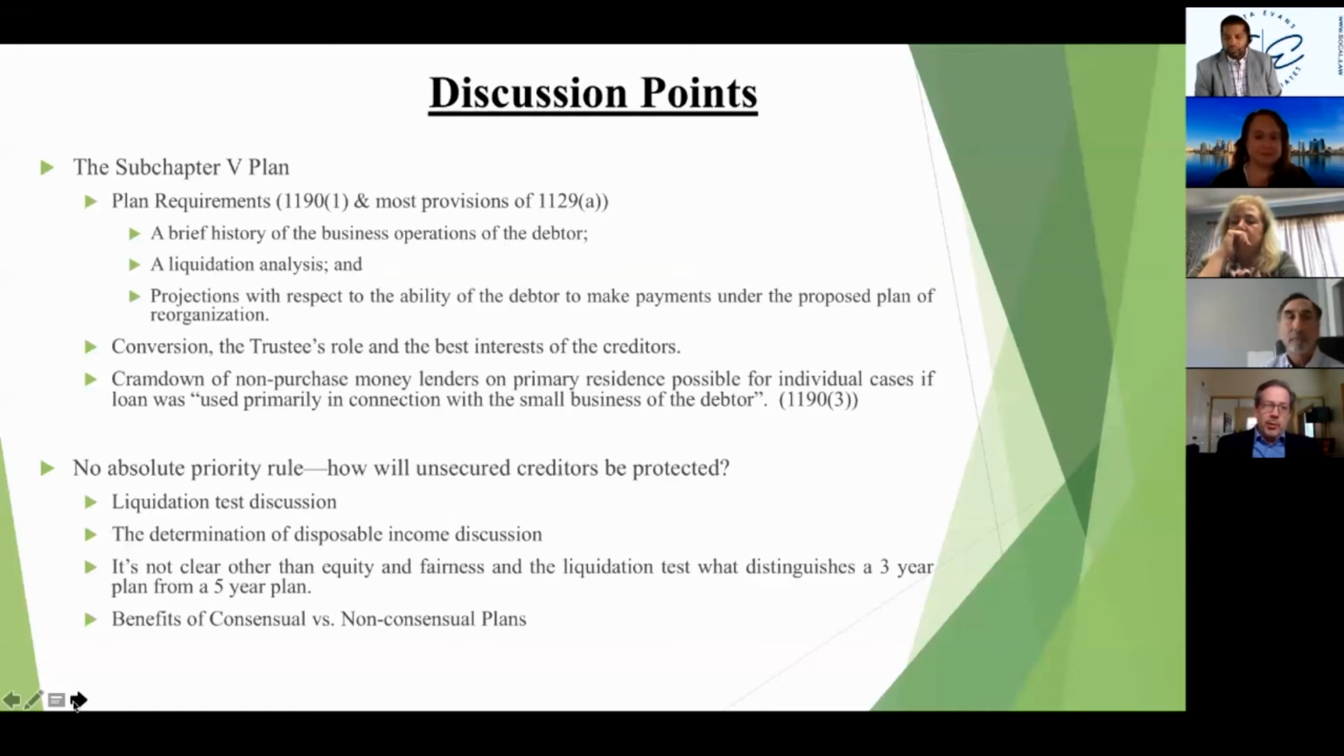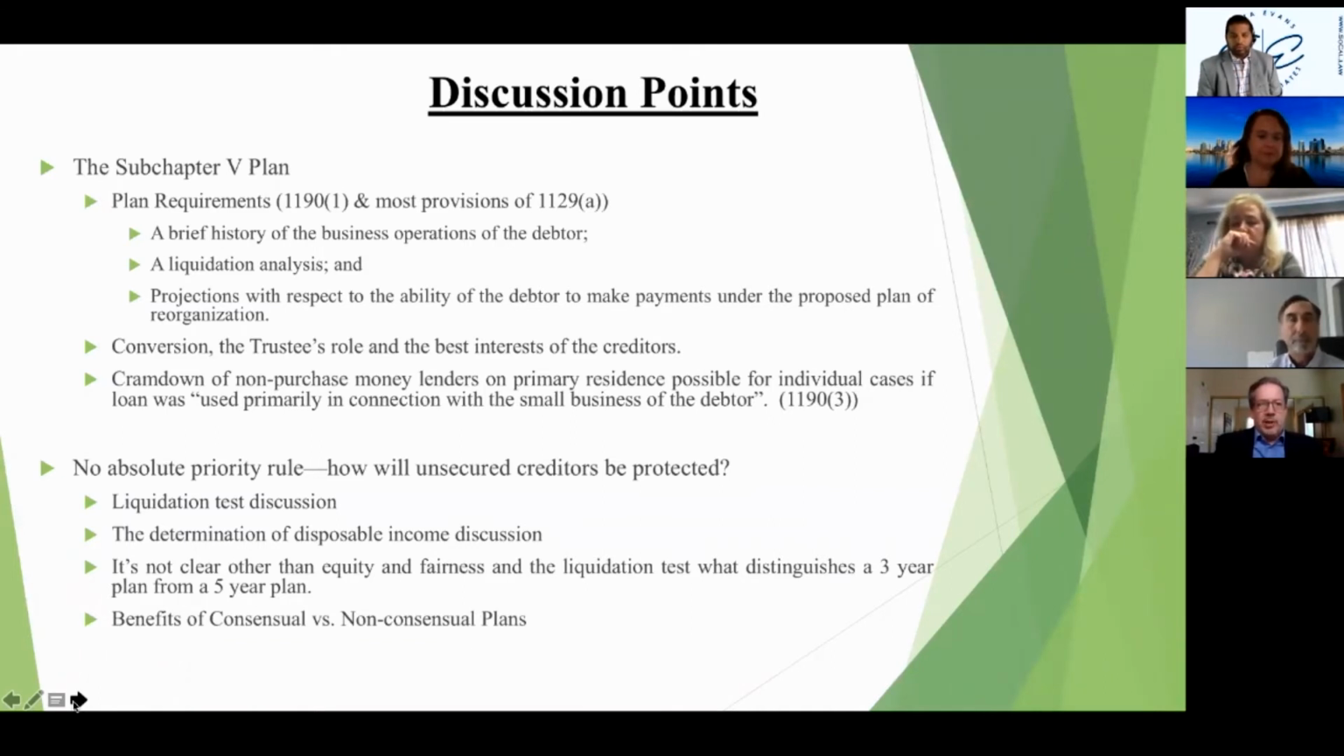The next bullet point there is something that AJ pointed out, which is that in Chapter 13, there is an automatic right to dismissal, and that is not the case in Chapter 11, including Subchapter 5. So having a conversation with the client at the outset about some of the risks of Chapter 11, including possible conversion to Chapter 7, is something that everybody will want to take into account.